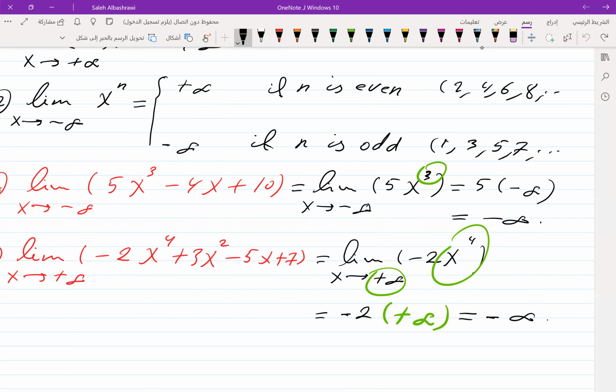And that's why I said that you have to be careful about the coefficient. Sometimes this will change the sign of the limit at the end. So don't forget, when you take the limit of the highest power, you have to keep the coefficient with the highest power. So it is minus 2 multiplied by plus infinity, equal to minus infinity.